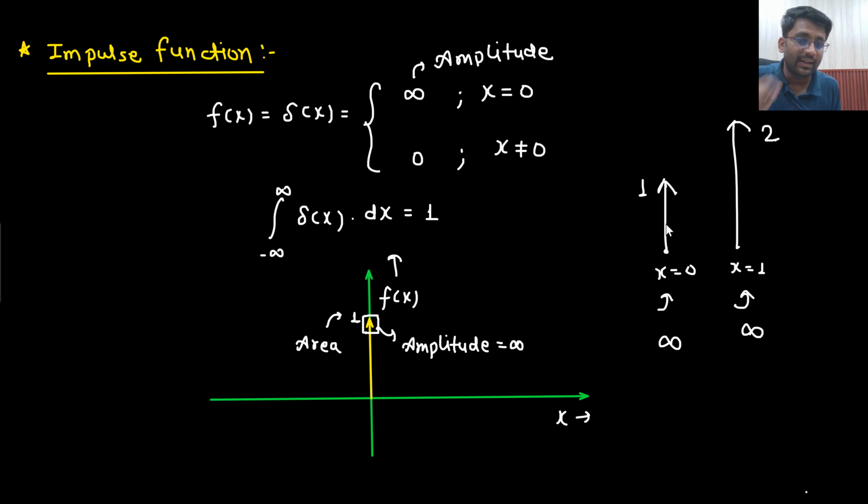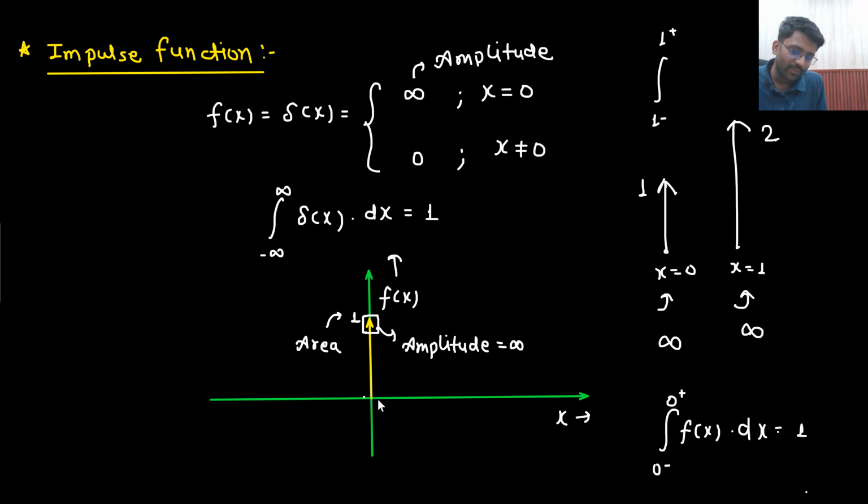But what is the area near x equals 0? That means, from 0 minus to 0 plus, what is the area of the graph? You will say, sir, the area near x equals 0 is 1. And what is the area near x equals 1? That means from 1 minus to 1 plus. Similarly, what is the area? Sir, the area of the graph is 2.